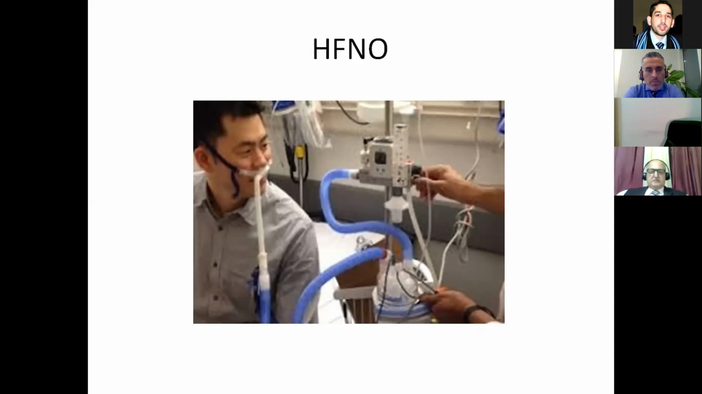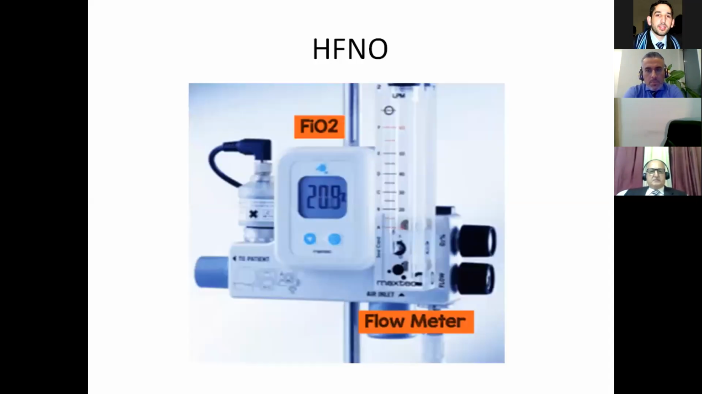So here you have 3 factors which can be monitored. You can set the temperature, the humidified temperature which you want. You can set the flow rate. It has got a maximum flow rate of 60 liters per minute, and you can change the FiO2. So the FiO2 can be monitored, the flow can be monitored, and the temperature can be monitored. It is a very good device.